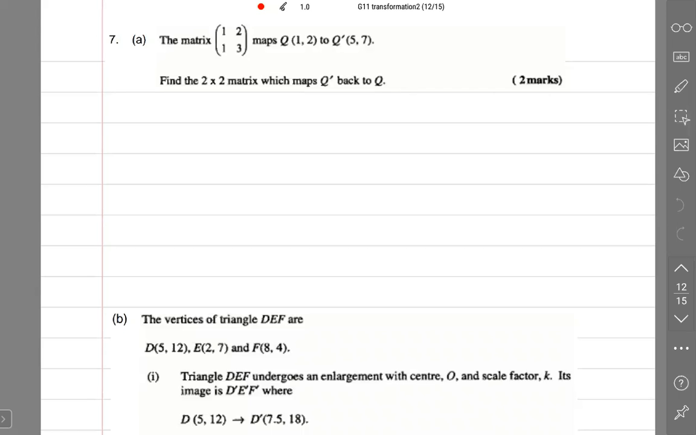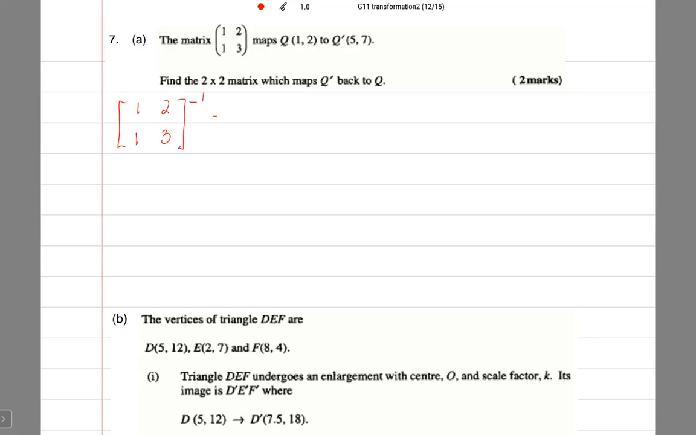All right, well, everybody should know by now that if a matrix takes you from object to image, the inverse of that matrix will take you back from image to object. So if a 2 by 2 matrix takes you from object to image, the inverse of that 2 by 2 matrix will take the image back to the object. So what we need to do is find the inverse of this matrix, [1, 2; 1, 3].